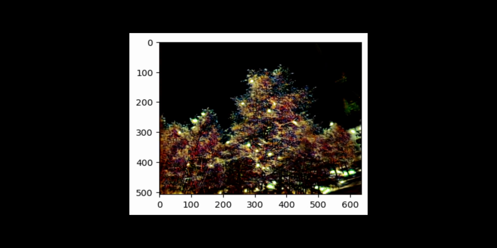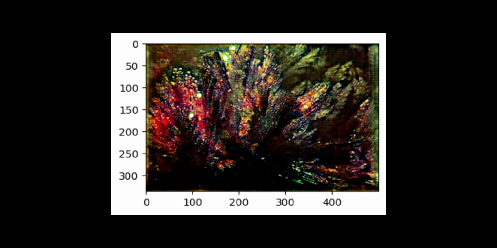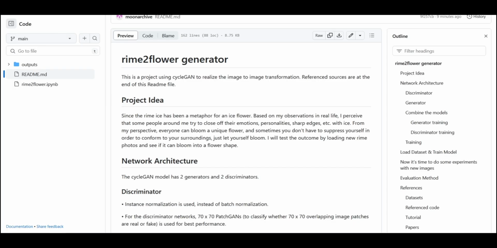I'm happy to present my Coding 3 final project, which is rime2flower. This is a project using cycleGAN to realize the image-to-image transformation.